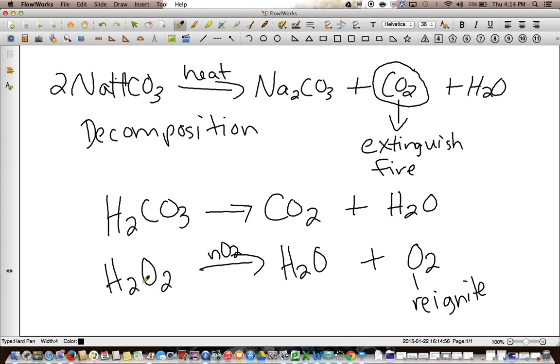Let's take a look at balancing this one. 2 hydrogen, 2 hydrogen, 2 oxygen, 1 plus 2 is 3. This oxygen right here is odd, so we're going to double him. That gives me 4 oxygen. I put it over here to get 4 oxygen. 2 times 2 is 4 hydrogen. 4 hydrogen, decomposition reaction also, because I'm breaking it down. I started with one reactant and produced multiple products.